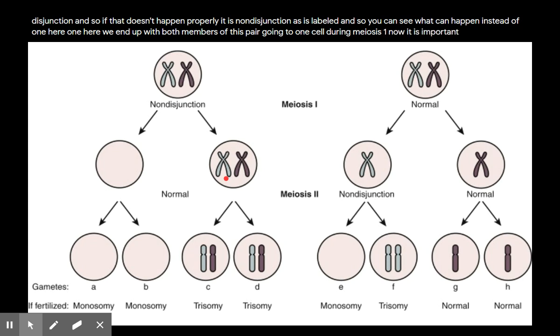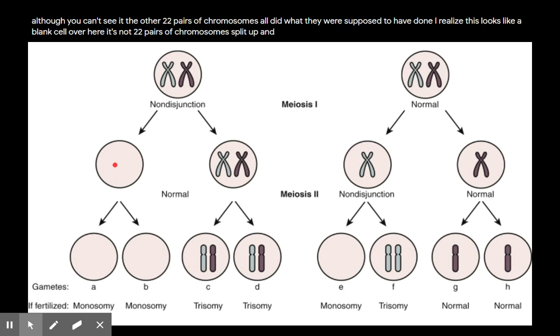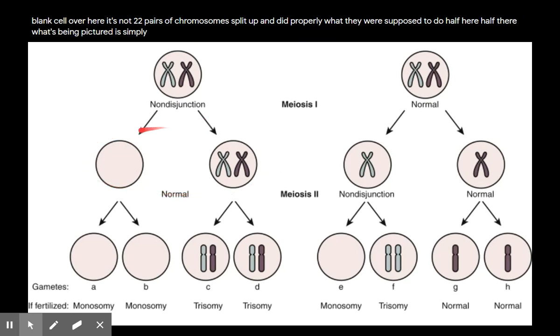Now, it is important to note here, although you can't see it, the other 22 pairs of chromosomes all did what they were supposed to have done. I realize this looks like a blank cell over here. It's not. 22 pairs of chromosomes split up and did properly what they were supposed to do. Half here, half there. What's being pictured is simply that one pair of chromosomes that screwed this up.